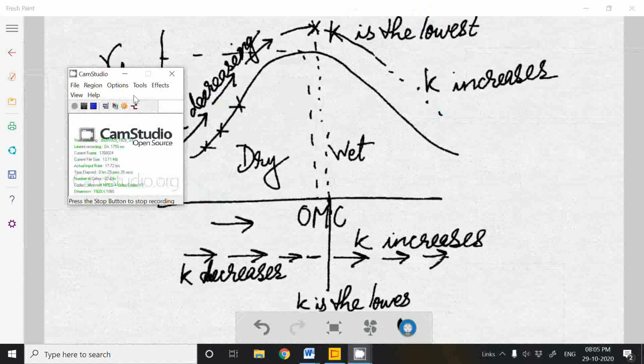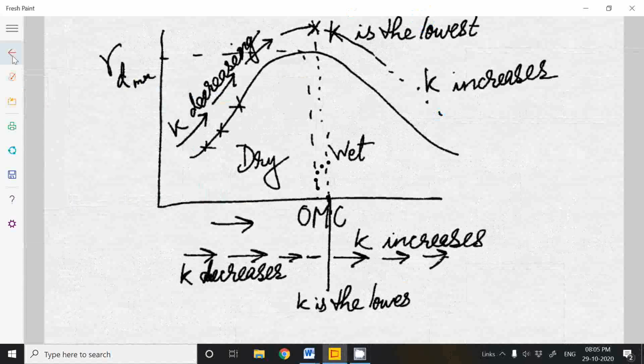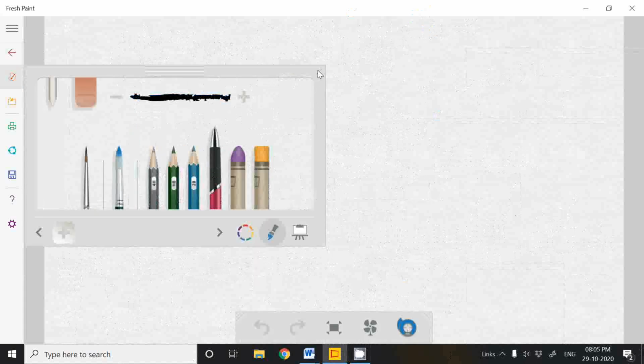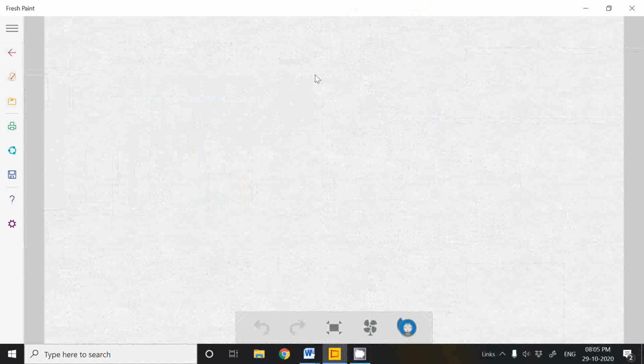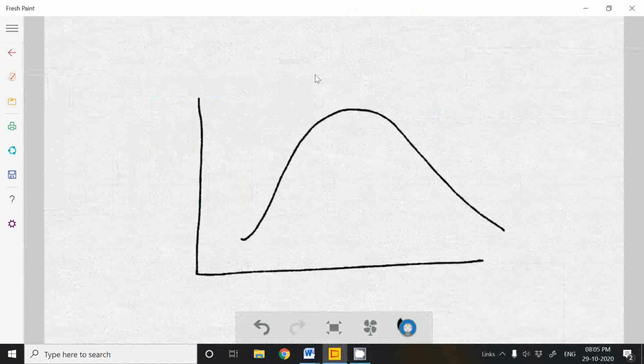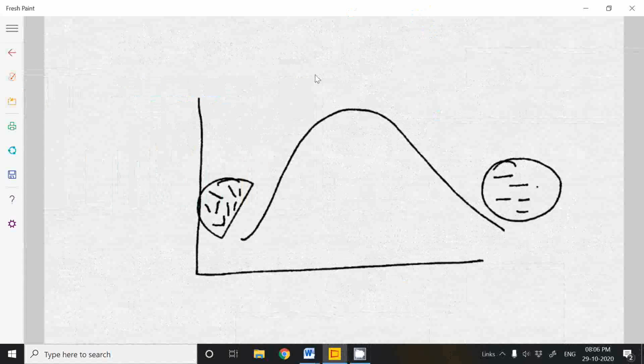Moreover, if we talk about swelling and shrinking of the soil, as we all know, on the dry side of optimum, the particles are not in so dispersed a way, but on the wet side, the particles are dispersed.